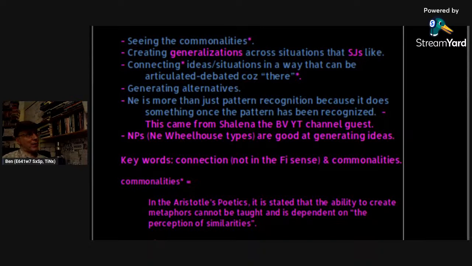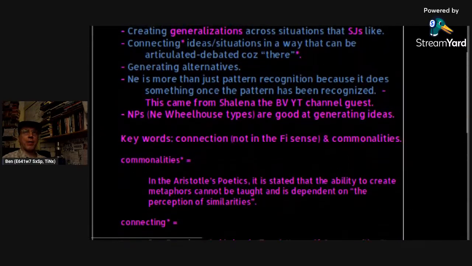But Aristotle's Poetics is very, very condensed, and it's very easy to misunderstand unless you've read Story by Robert McKee first, because he comes from the school of Neo-Aristotelians, the Chicago school of Neo-Aristotelians, where it's basically a fleshed out Poetics. So, and I've written there, in Aristotle's Poetics, it is stated that the ability to create metaphors cannot be taught and is dependent on the perception of similarities. Right.